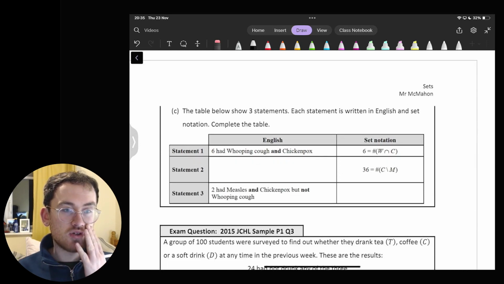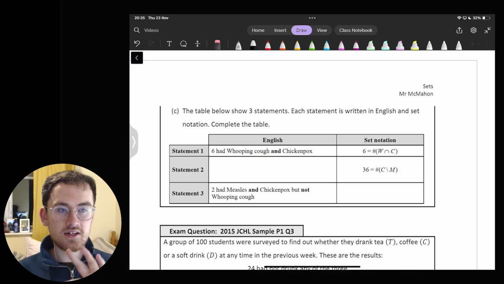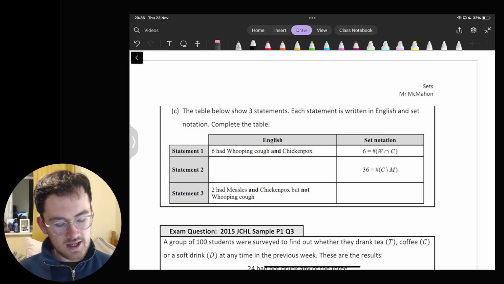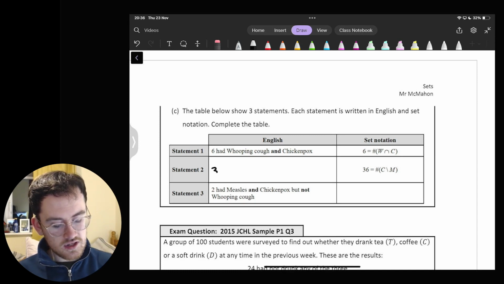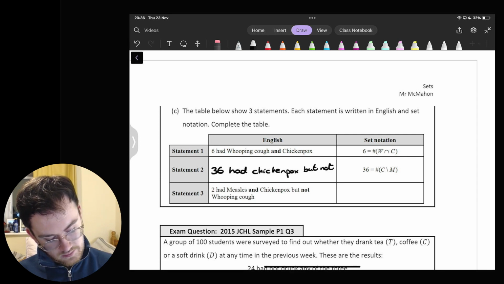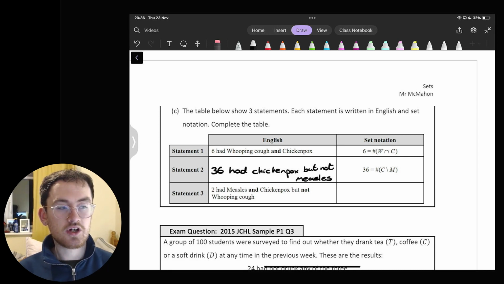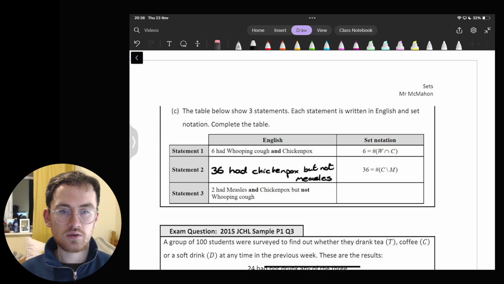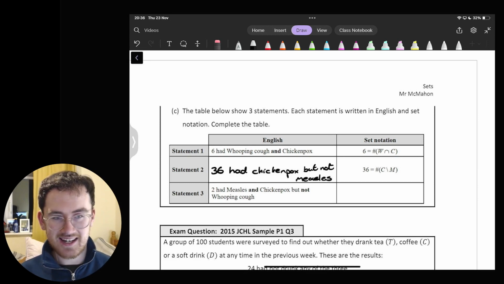Now a similar question to one we did earlier, so relating the notation now to the meaning. 6 had whooping cough and chickenpox, and that's how we write it in set notation. This one on the right hand side means 36 people had chickenpox, but not measles. We're not mentioning the whooping cough at all because it hasn't mentioned anything about that one.